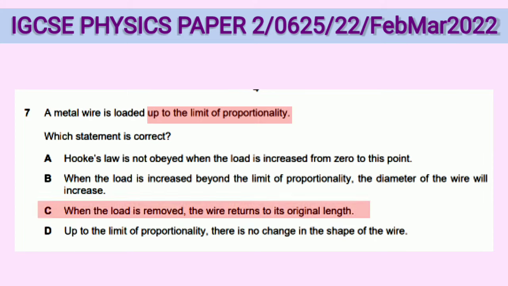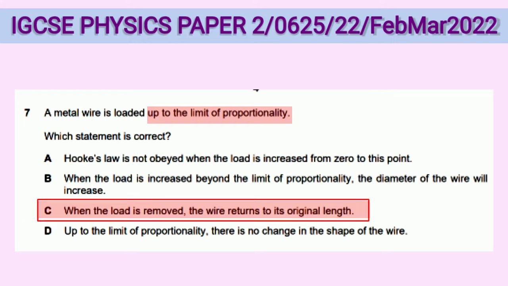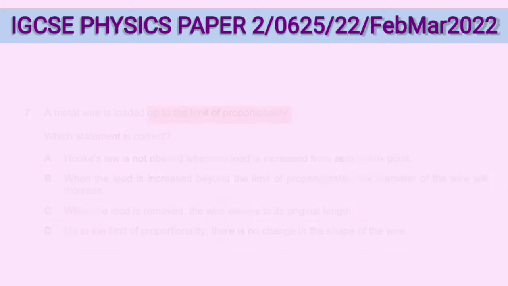Let us look at option D also. Up to the limit of proportionality, there is no change in the shape of the wire. There will be a change in the shape. As the length increases, its diameter will decrease. So here option C is the correct answer. When the load is removed, the wire returns to its original length.